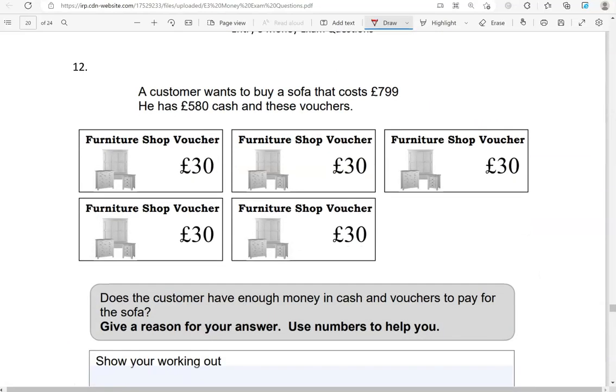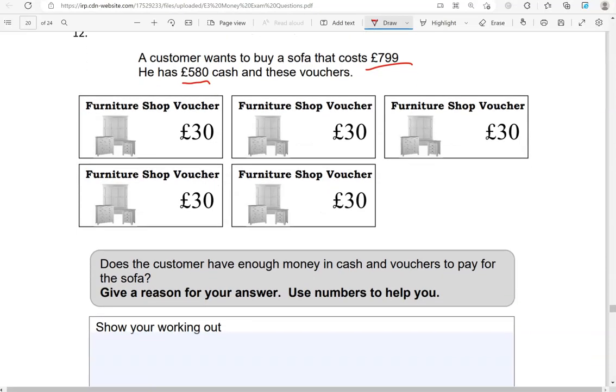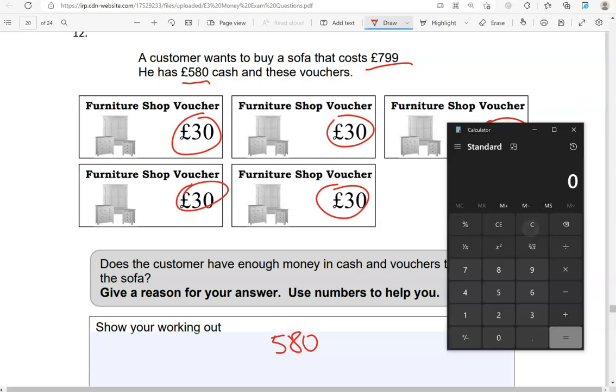A customer wants to buy a sofa that costs £799. He has £580 cash and these vouchers. Does the customer have enough money in cash and vouchers to pay for the sofa? Give a reason for your answer. Use numbers to help you. So, he has £580 in cash and 30, 30, 30, 30. So, 5 vouchers, £30 each.